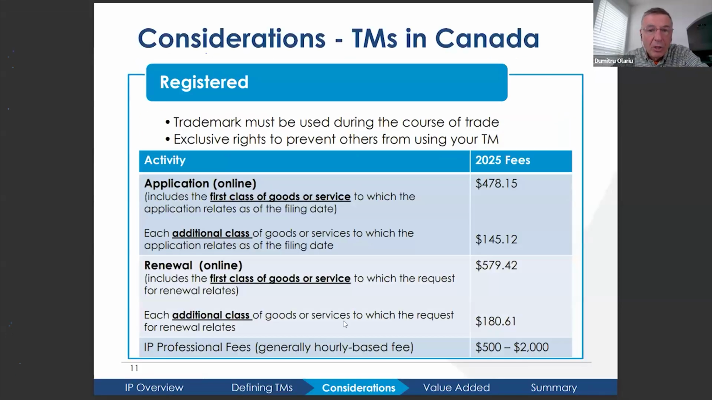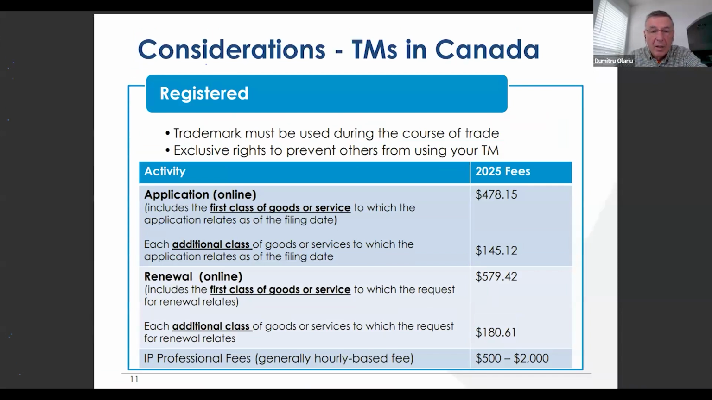So how much will it cost you in Canada to register a trademark? You have here the latest fees. You apply, you have an application fee of $478. And that includes one class. If you add other classes, I mean, you'll identify products and services from different classes, and you have a manual with trademark classes that you may consult online.